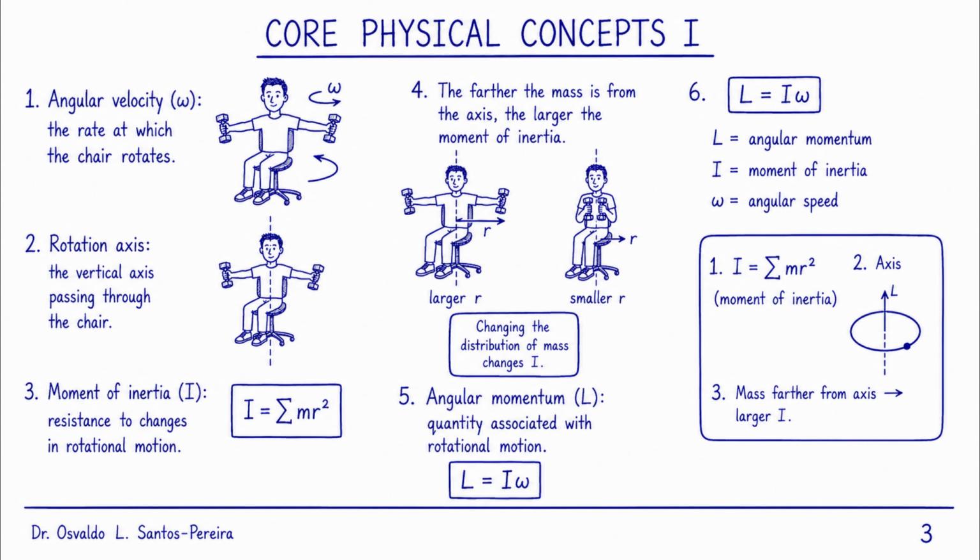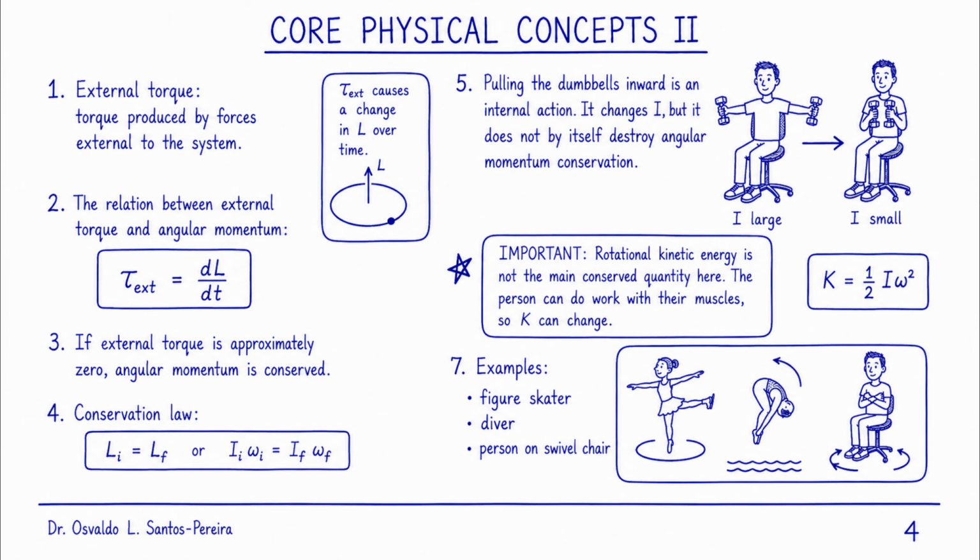The central principle in this problem is the conservation of angular momentum. An external torque is produced by forces acting from outside the chosen system. External torque changes angular momentum over time. However, in an ideal rotating chair experiment, friction at the axle is small, air resistance is weak, and no significant external force produces a torque around the vertical axis. Under these conditions, the angular momentum of the complete system remains approximately constant.